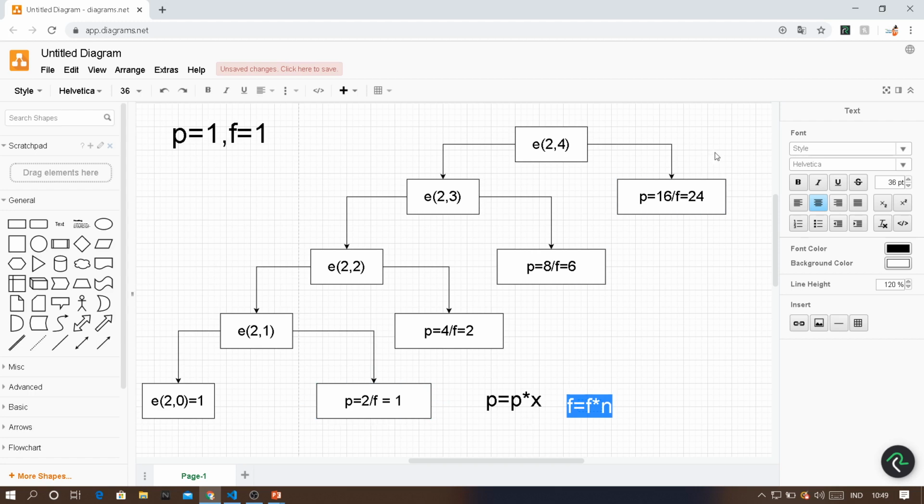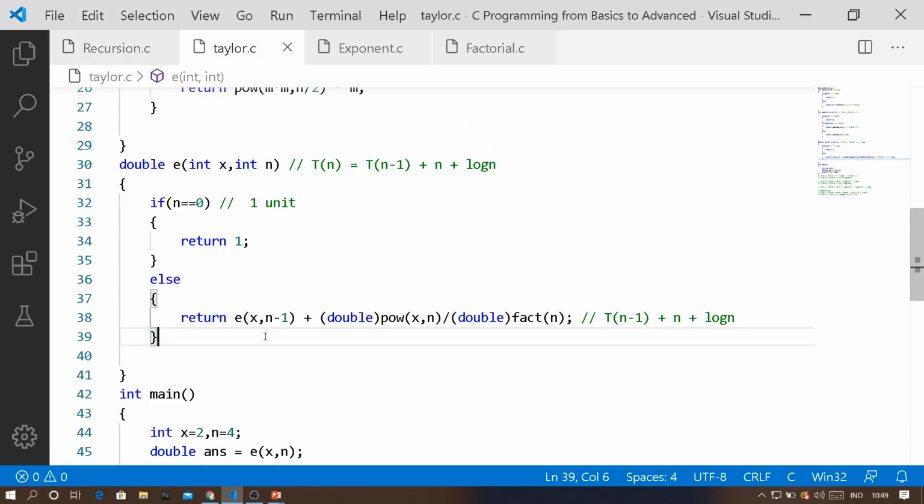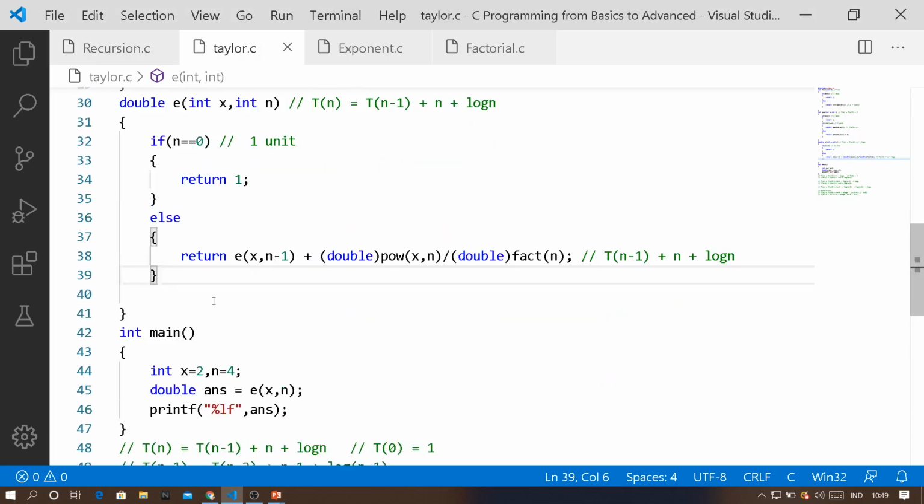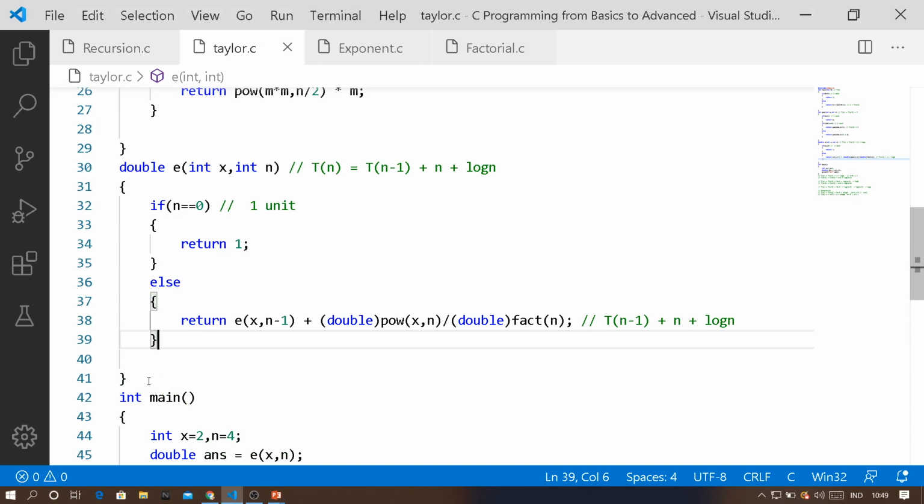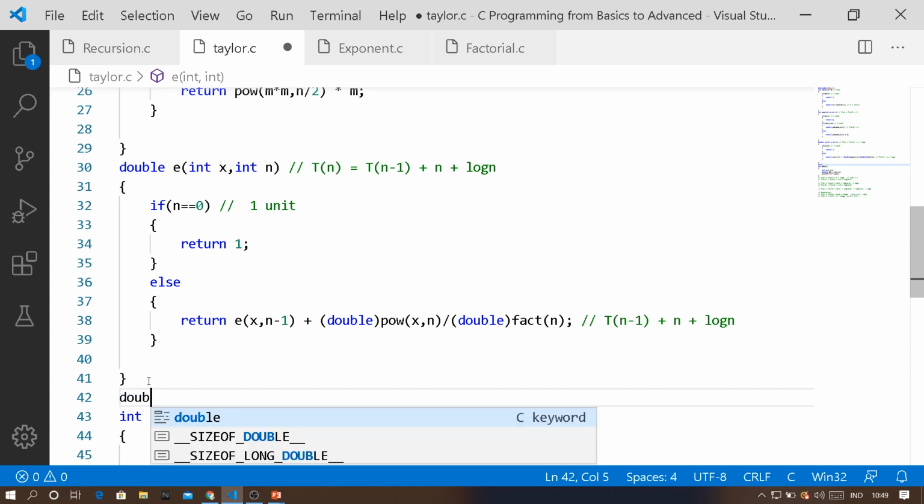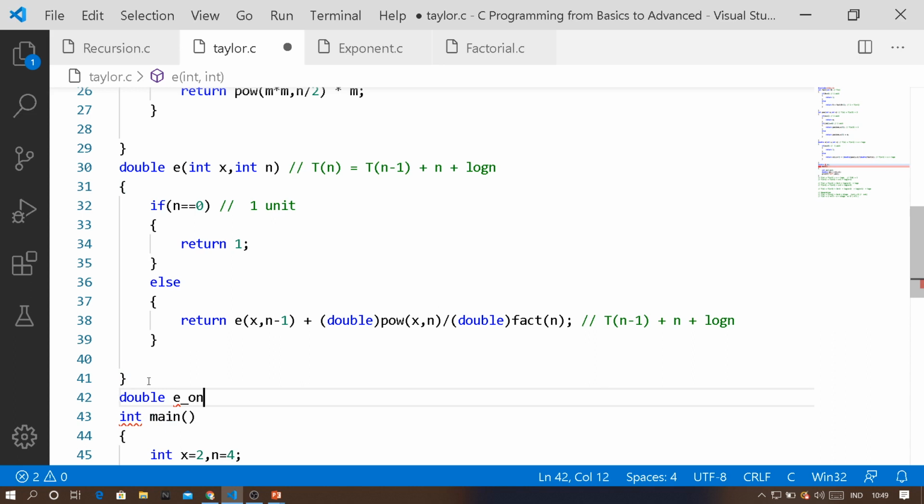So now, instead of writing a recursive call like this, we are going to write a new methodology for it, an optimized way of doing it. Shall we start doing this? Okay. So first of all, the return type is going to be double. The function is going to be e_optimization_1. So this is method 1, optimization method 1. So e_optimization_1 is going to take two arguments called x and n.